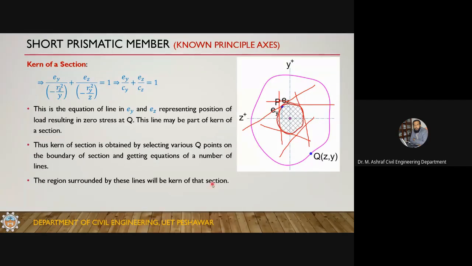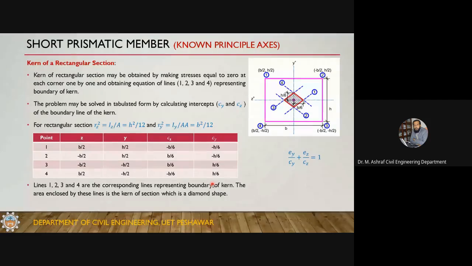Okay, so let's talk about the kern of a rectangular section. This is the rectangular section, B and H. The kern of a rectangular section may be obtained by making stress equal to 0 at each corner one by one and obtaining the equations of lines 1, 2, 3, 4 representing the boundary of the kern.